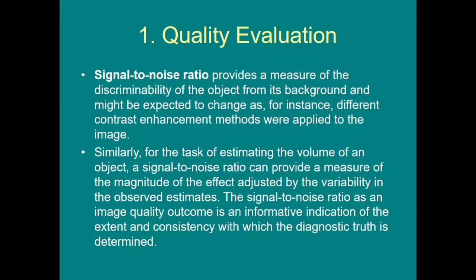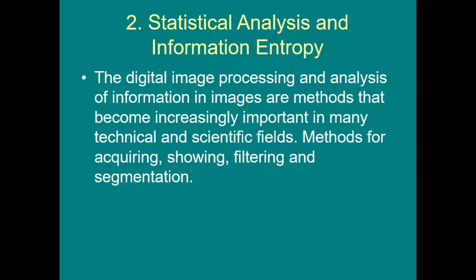Similarly, for the task of estimating the volume of an object, a signal-to-noise ratio can provide a measure of the magnitude of the effect adjusted by the variability in the object observed estimates. The signal-to-noise ratio as an image quality outcome is an informative indication of the extent and consistency with which the diagnostic truth is determined. And now let's move on to statistical analysis and information entropy, to be discussed by Jericho Mailan.